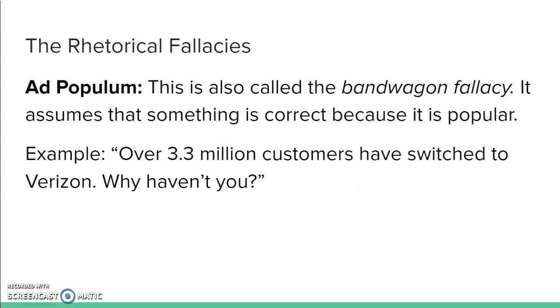Ad populum. This is also called the bandwagon fallacy. It assumes that something is correct because it is popular. So, for example, over 3.3 million customers have switched to Verizon. Why haven't you? It's also kind of like saying 30 million people can't be wrong. Buy Chevy or whatever. It's an appeal to popularity. And it assumes that just because something is popular, that it is the right thing to do. And that is not necessarily true. A ton of people can do something and still be wrong. So keep that in mind.